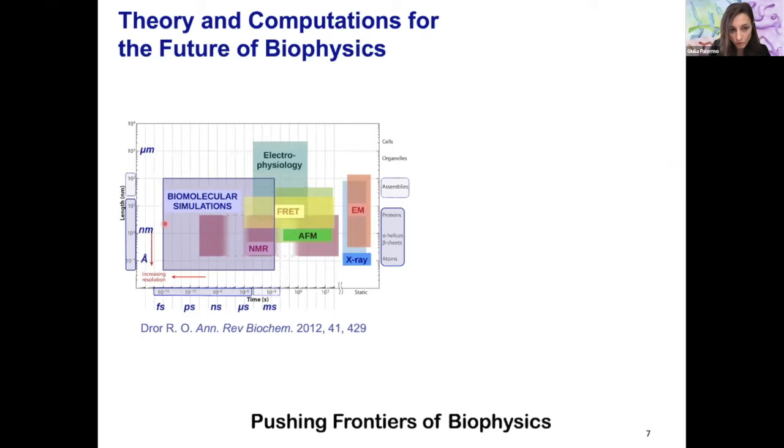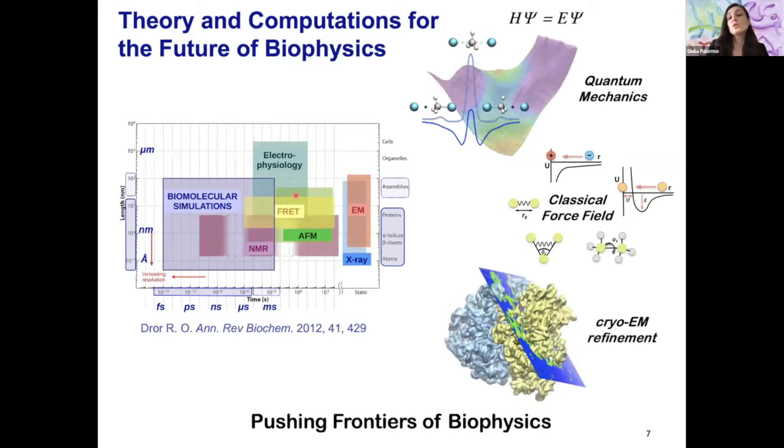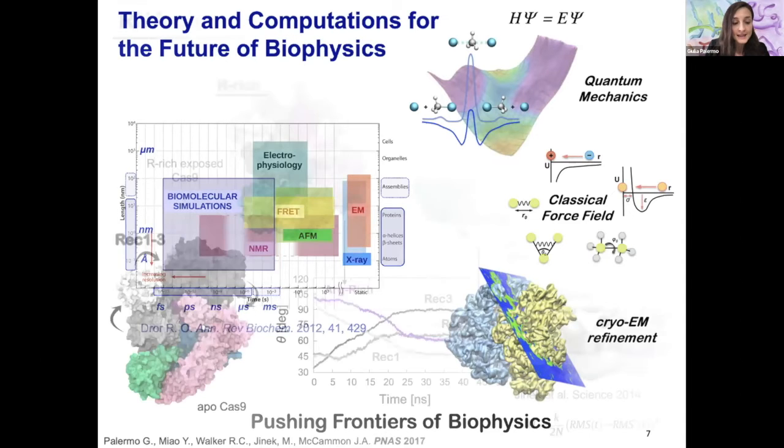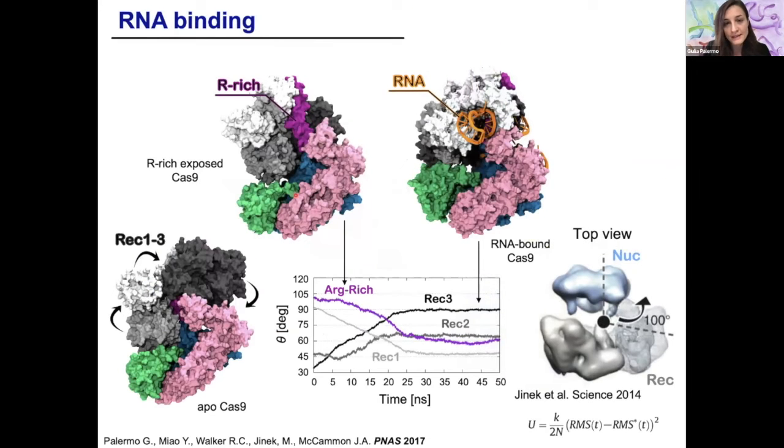So what we want to do is to get out of our comfort zone, to push the frontiers of our methods and reach scales that were not reached before. To do so, we use quantum mechanical methods, the classical force field, and of course, cryo-EM processing methods. And the first question we have been attempting to answer is the mechanism of RNA binding.